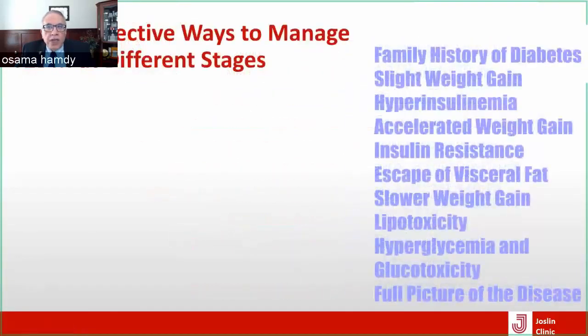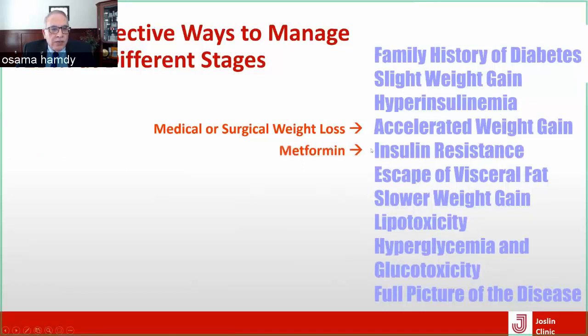So we have many proven effective ways of managing type 2 diabetes at different stages. For example, as I mentioned, in the accelerated weight gain period, medical or surgical weight loss can be very effective. When insulin resistance occurs, give metformin, and that's why metformin was also effective in prevention of diabetes along with weight loss. In the stage of lipotoxicity, insulin is a lipogenic hormone, so clear the circulation of free fatty acids. TZDs proliferate newer fat cells through stimulation of PPAR gamma, and then this will accumulate more free fatty acid. Sulfonylureas stimulate insulin and help in clearance of free fatty acid in the same way.